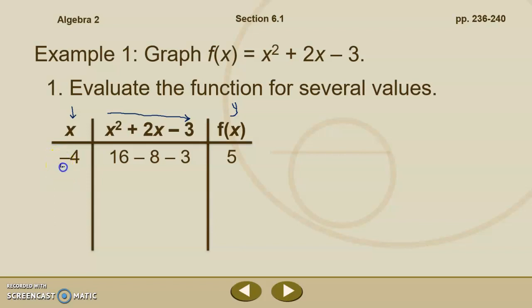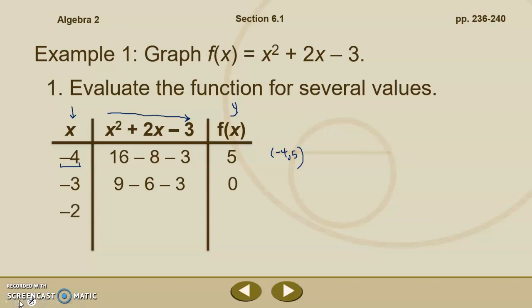So when we plug in -4 into that function, we're going to plug in using parentheses here to protect our negatives. We get 16 minus 8 minus 3, which equals 5. So our first point on our parabola would be -4, 5. When we plug in -3, we get 9 minus 6 minus 3 equals 0.